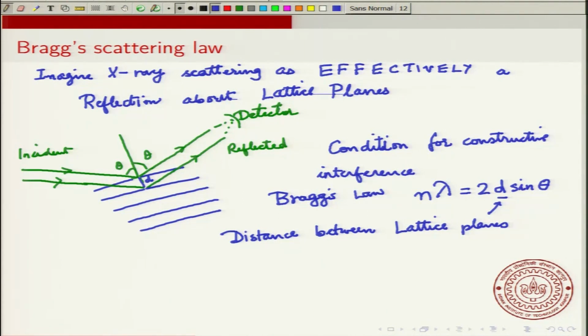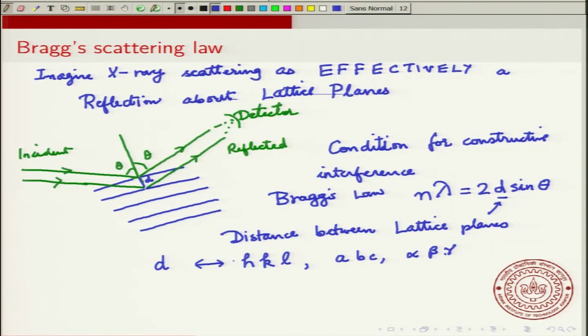Okay. So we see immediately that this distance between lattice planes that we calculated in the last lecture is something that appears in Bragg's scattering law. Now, what is this distance between lattice planes? We know how d is related to h, k, l and a, b, c, alpha, beta, gamma.